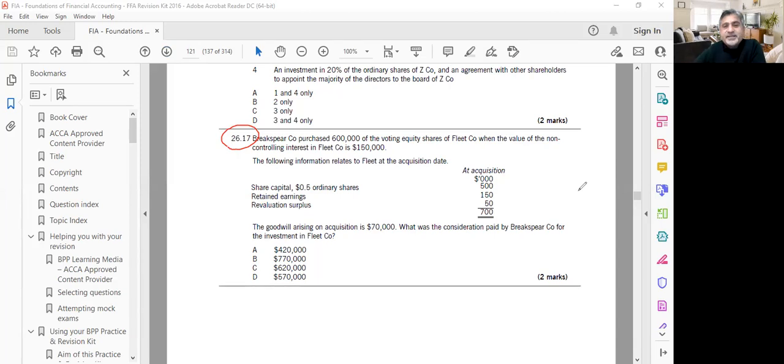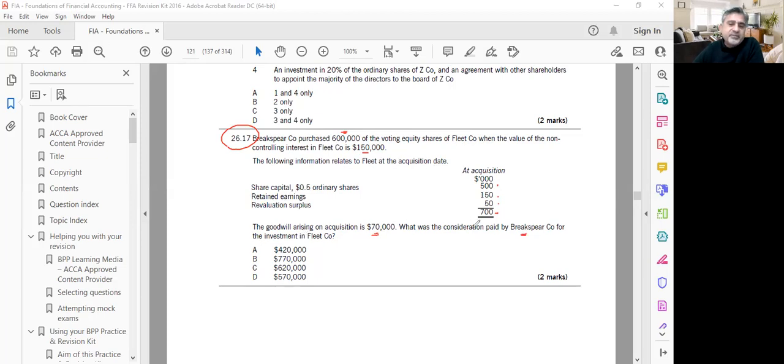Let's do it together. It says that Breakspear company purchased 600,000, not dollars, 600,000 of the voting equity shares of Fleet Company when the value of NCI was 150. The following information relates to the Fleet Company data. It is 700,000: this is equity, actually net assets, share capital, retained earnings, revaluation surplus. So this is your net assets. And then it says the goodwill arising on acquisition was 70,000. What was the consideration paid by Breakspear company for the investment?